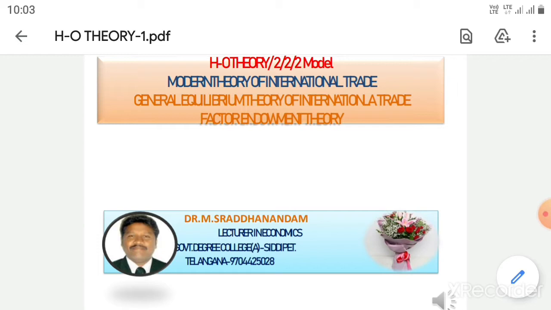Heckscher-Ohlin theory, 2 by 2 by 2 model, modern theory of international trade, general equilibrium theory of international trade, and factor endowment theory. So these are all the same, alternative names for the Heckscher-Ohlin international trade theory. This theory was stated very late, after Adam Smith and Ricardo, and is also known as the modern theory of international trade.